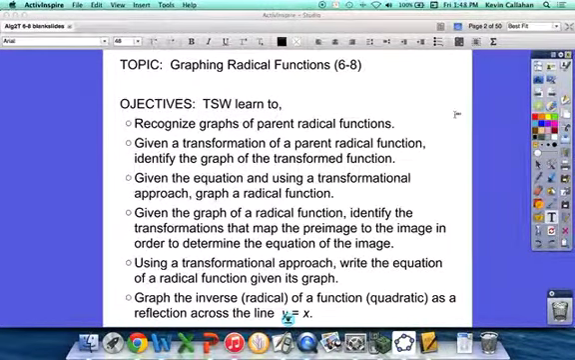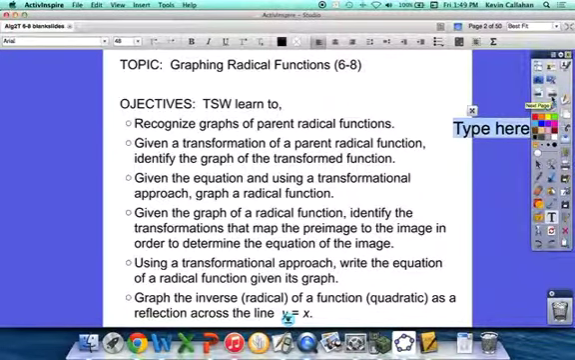Ready? Look at all the objectives we've got. Look at all the objectives.